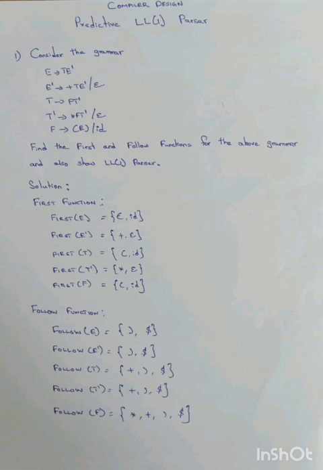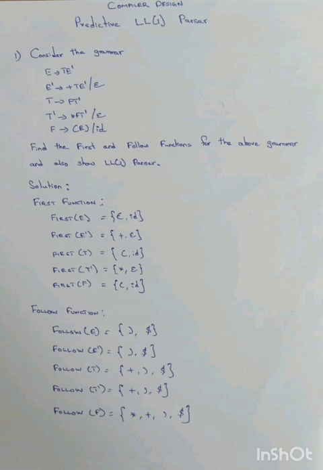So here we will look at the predictive LL1 parser with a given example. Consider the grammar: E tends to TE dash, E dash tends to plus TE dash or epsilon, T tends to FT dash, T dash tends to star FT dash or epsilon, F tends to open bracket E close bracket or ID.